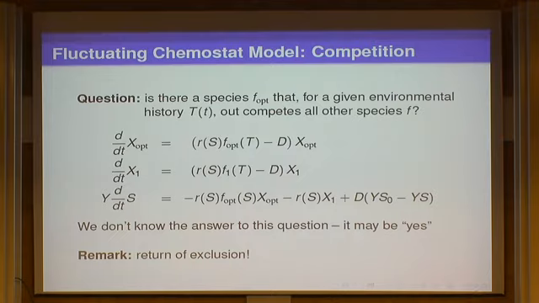And what can it look like? Here's the question: is there an optimal species that, for a fixed capital T of t, outcompetes everything else? Can you find an F optimal so that no matter what other F you choose, as long as it satisfies those requirements, it gets excluded, so x1 goes to 0? We don't know the answer. This is a mathematical question. But it seems like it may be yes. It is possible to do that. So we're back to exclusion.